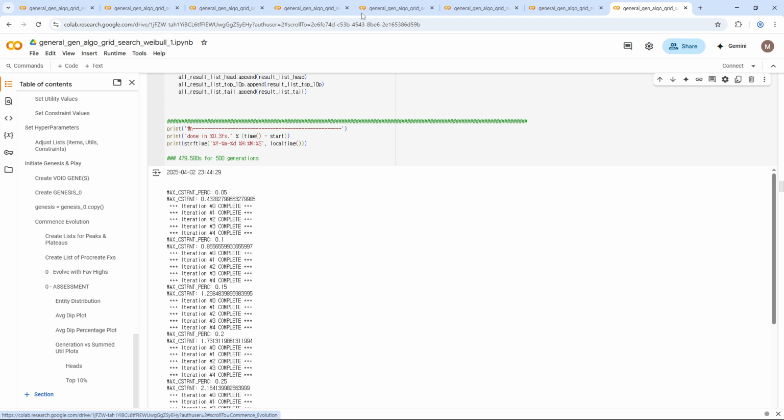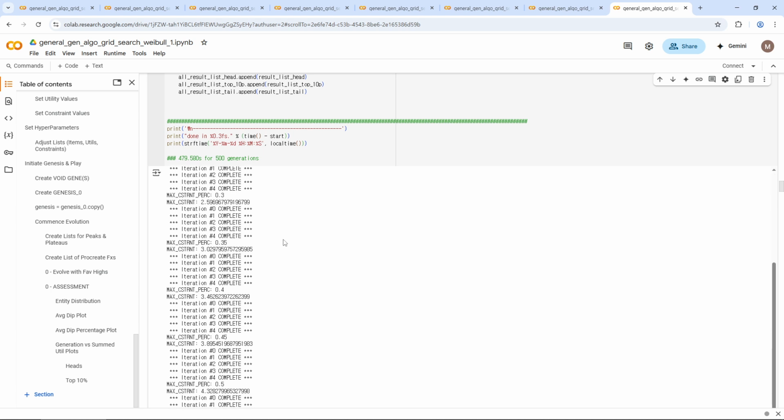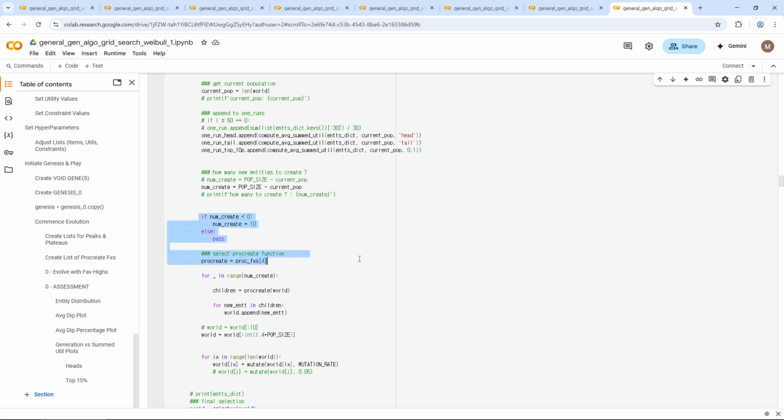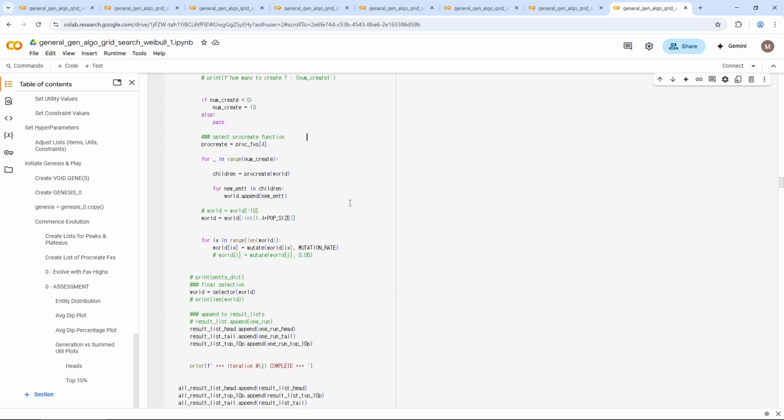Yeah. By making these series of notebooks, I have unintentionally proved to myself that high maximum constraint percentage values actually don't allow for innovation, but only because I made it that way by not allowing for procreation there.